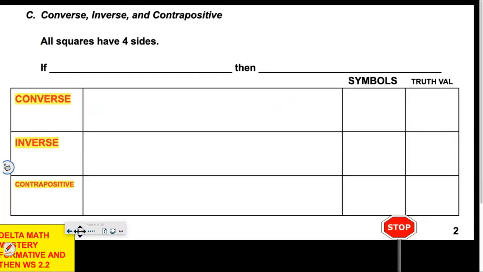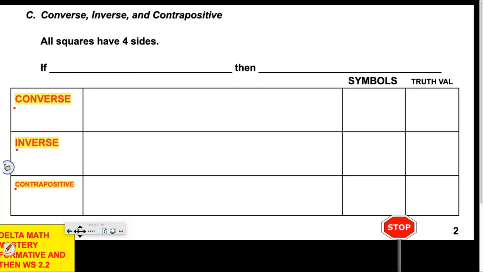All right, so let's move along to the bottom here. So the next step, we're going to talk about a converse, inverse, and contrapositive. And you'll notice that I highlighted them over here. And you should as well. I would put this whole chart on a note card.